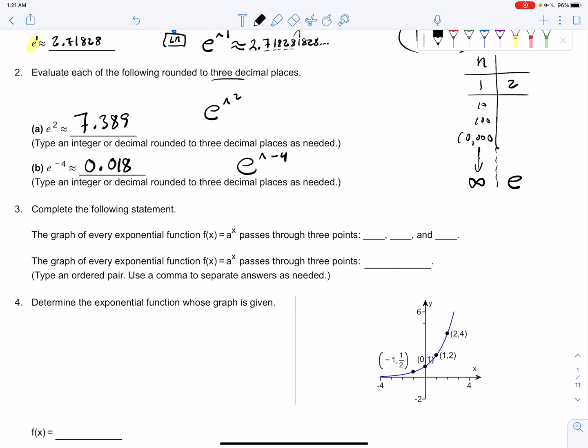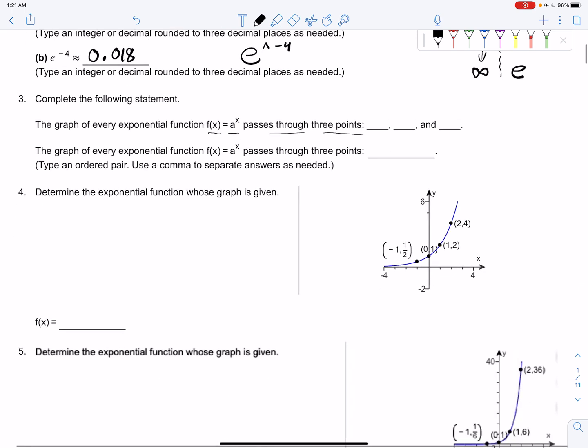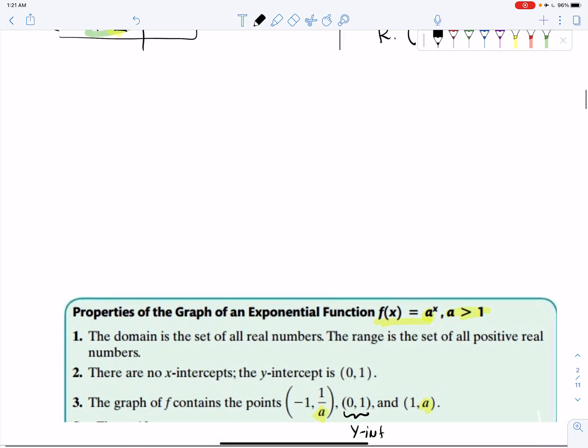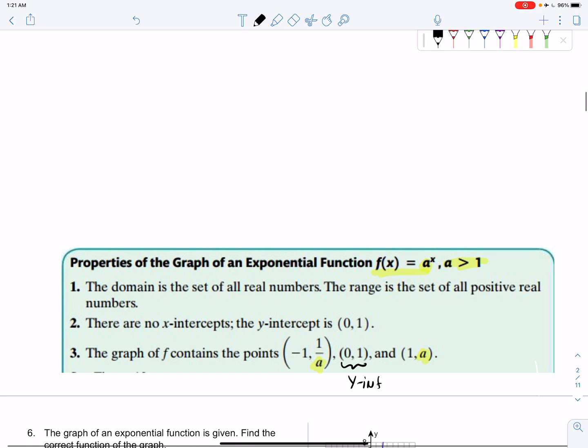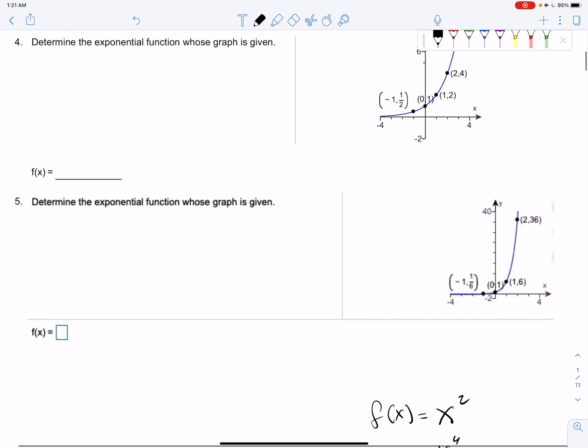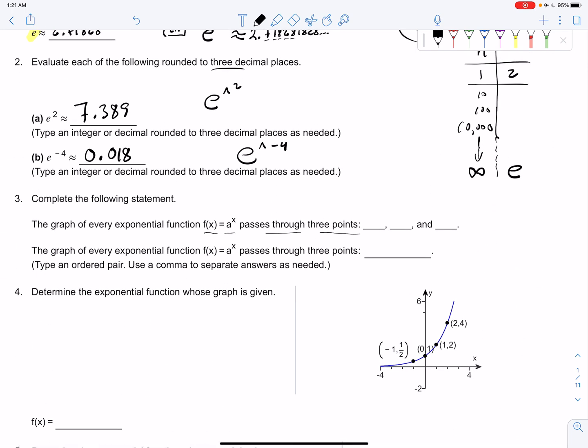All right, complete the following statement. The graph of every exponential function, f of x equals a to the x, passes through these 3 points. It passes through infinitely many points, but these are 3 really useful points. That just comes from this definition right here. Here are the 3 points they're talking about. You could actually plug in values to get those 3 important points also. But remember what those 3 points are. I'll put them right here.